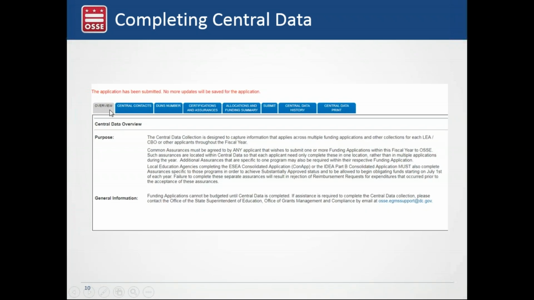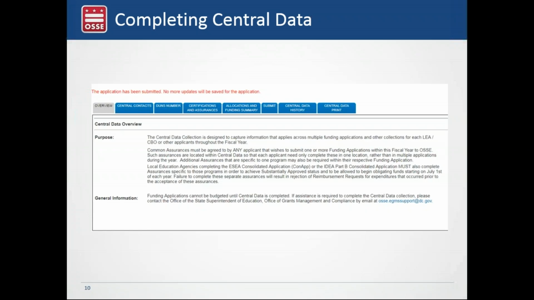So like I said, you need your central contacts. You'll enter the people's names, email addresses, titles, and phone numbers here. The DUNS number tab also includes the SAM expiration date. And the certifications and assurances, that's what your legal team, or any in-house counsel, are going to want to see as soon as possible. So as soon as central data becomes available, really check it out and share it with them.